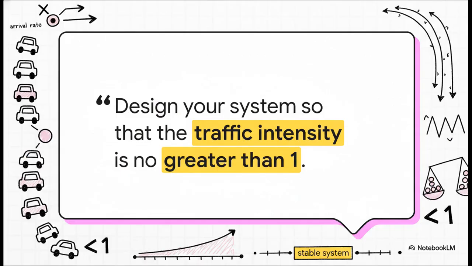And that right there leads us to the #1 golden rule of network design. If bits are consistently arriving faster than you can possibly send them out, your queue is just going to grow and grow forever. That's a recipe for disaster. So system designers always aim to keep that traffic intensity well below 1.